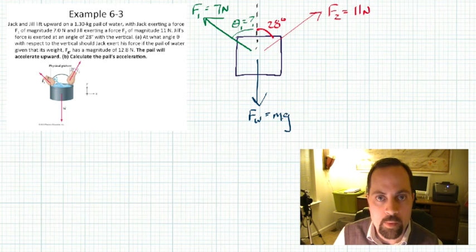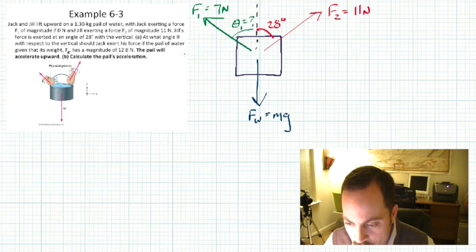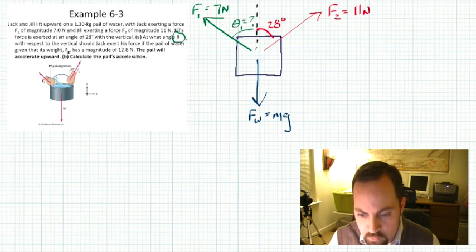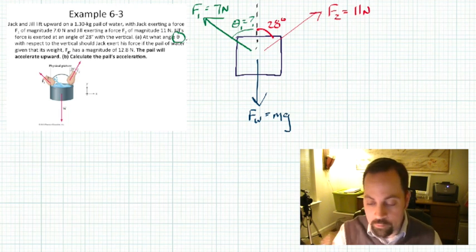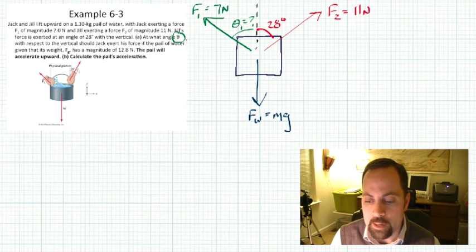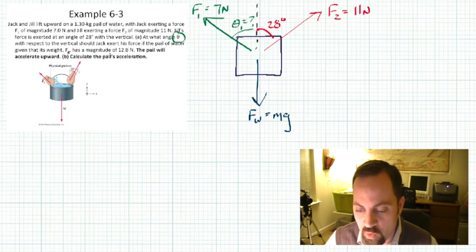Now let's read a little bit more about what it's asking us here. At what angle theta, so right here, with respect to the vertical, should Jack exert his force if the pail of water has a magnitude of 12.8 newtons?